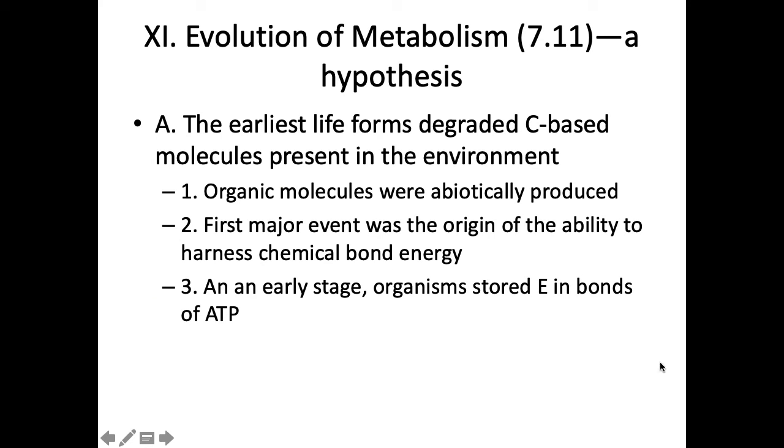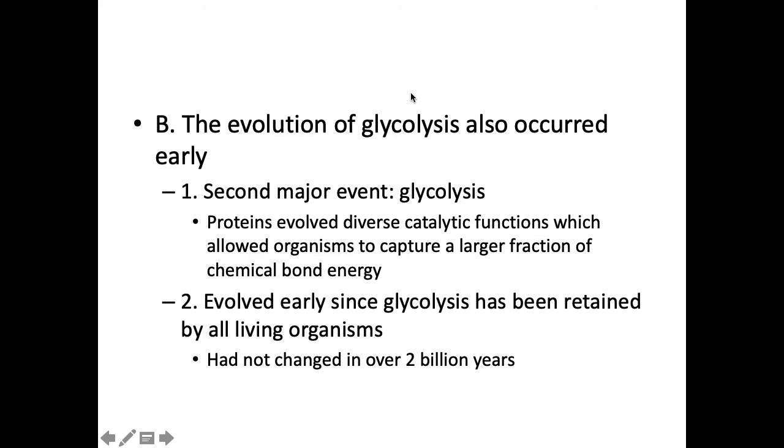All right. I think this is the final section talking about the evolution of metabolism, a hypothesis, so that means a testable statement. Earliest life forms degraded carbon-based molecules present in the environment. We think that the first organic molecules were abiotically produced, and so that first major event to harness that chemical bond energy was probably from that abiotically produced molecule. So at an early stage, organisms stored energy in bonds of ATP that we think this has been around for a really long time. So the evolution of glycolysis also occurred very early.